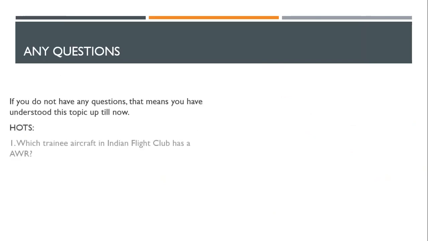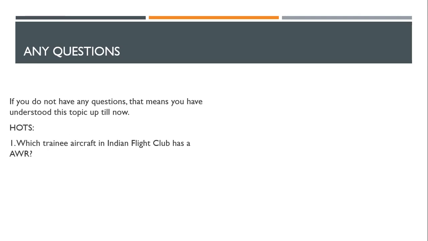Anything else? Nothing? Okay. Which trainee aircraft in Indian Flight Club has an AWR? Any idea? DF40 does not have. But the 42, all variants, don't have. So find it out if you want. You guys are planning to fly, so find out if it has one. If you don't, then you can ask me a little.